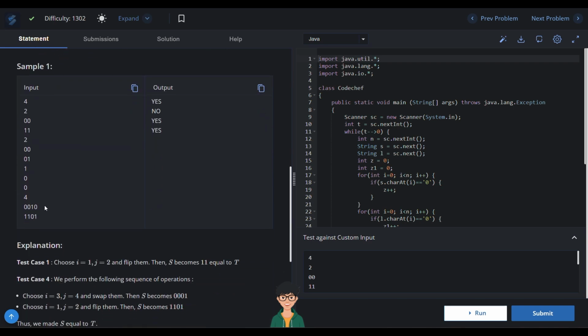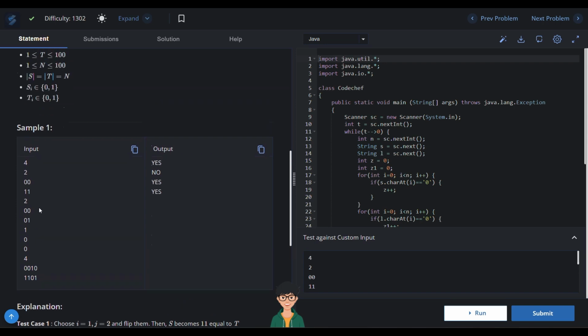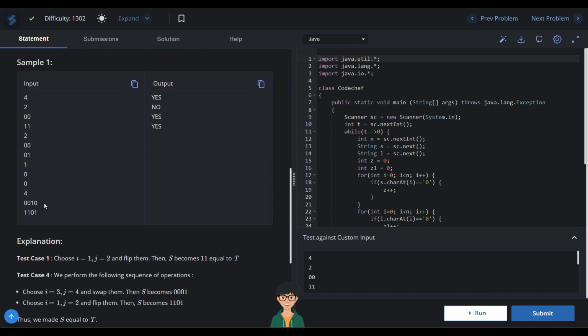Now let's take the fourth test case. It's clear that first we will count the number of set bits in this string, and the number of set bits in the other string.